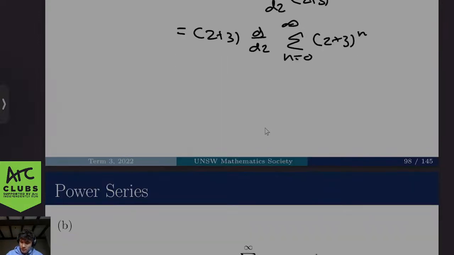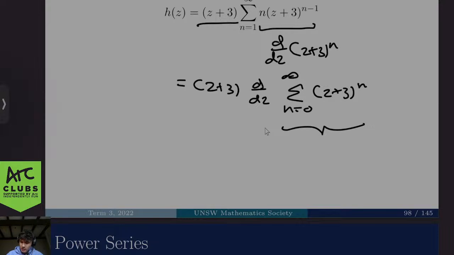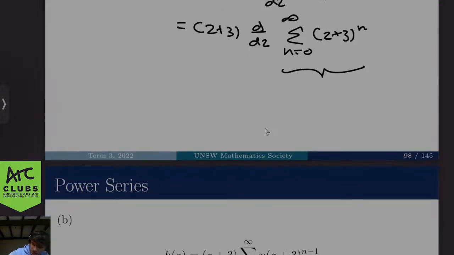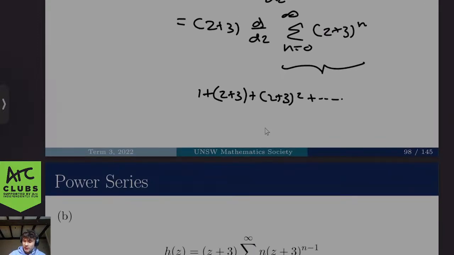Now, notice that this is precisely a geometric sum, because it looks like 1 plus (z plus 3) plus (z plus 3) squared plus ... all the way up to infinity. And so notice that inside of my radius of convergence, I can just say that this equals 1 on 1 minus (z plus 3), using the a on 1 minus r formula.